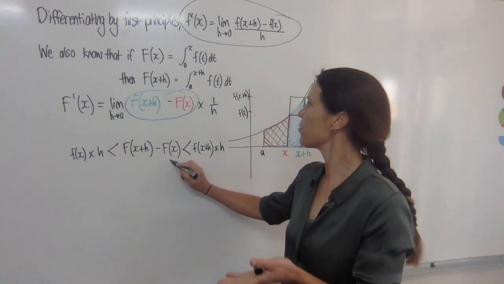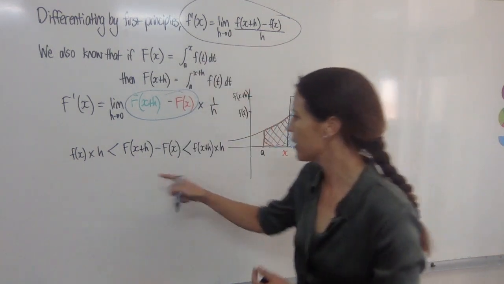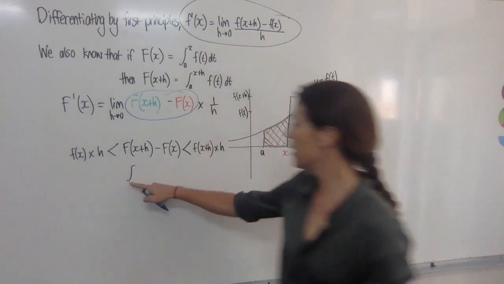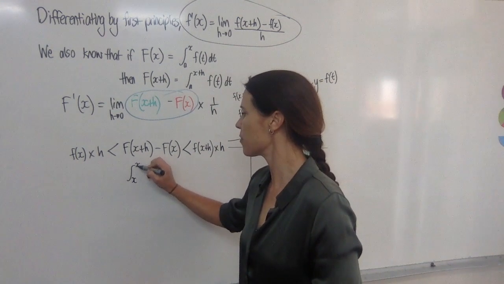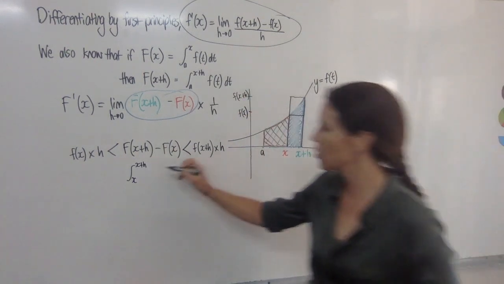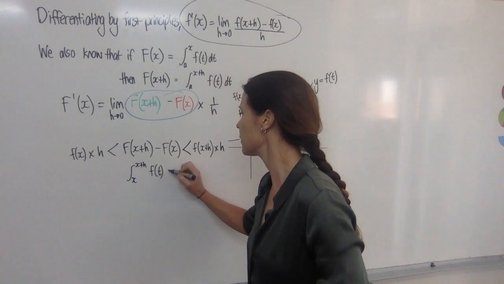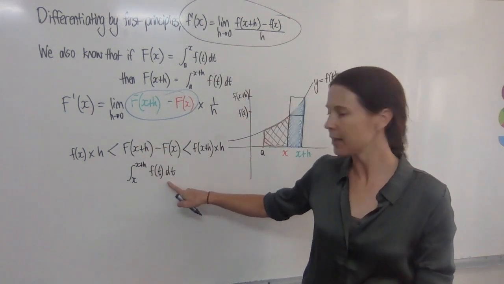We've got a notation for areas under the curves. We use this, don't we? So how about we tidy this up a little bit and say, let's call this the area. Now, it's from a lower bound of x to an upper bound of x plus h, and it's the area underneath this curve, y equals f of t, dt. So that whole part can be written more tidily like this.